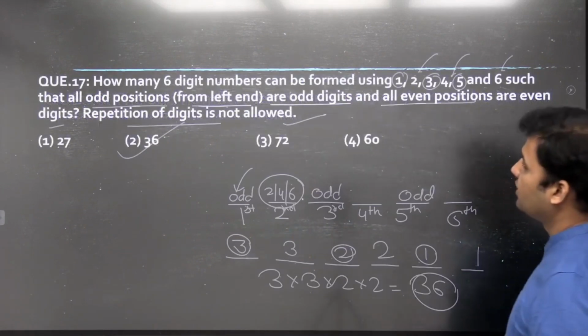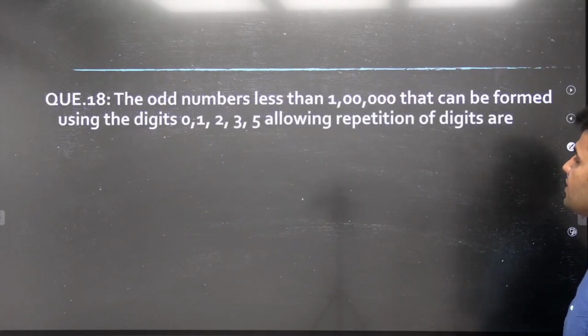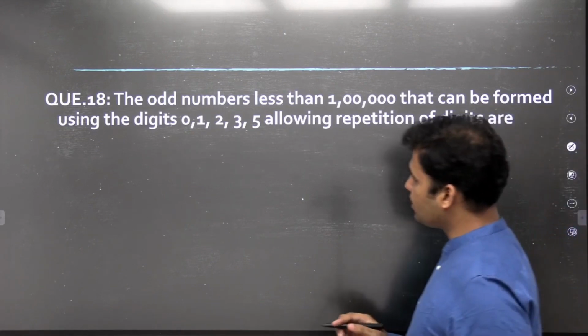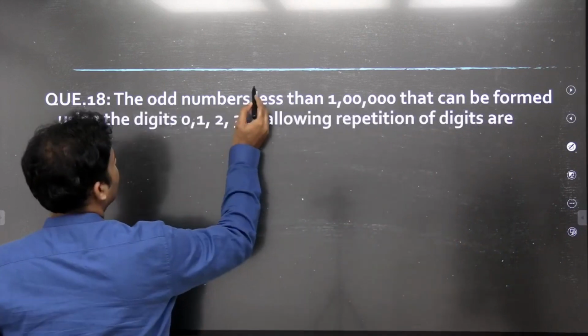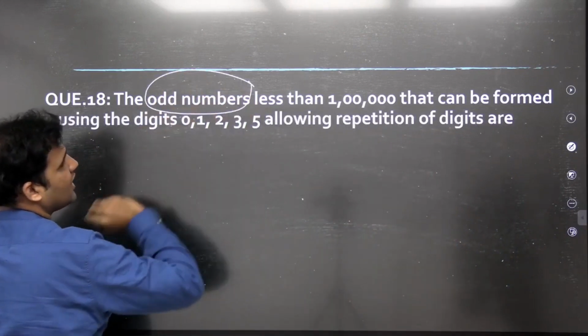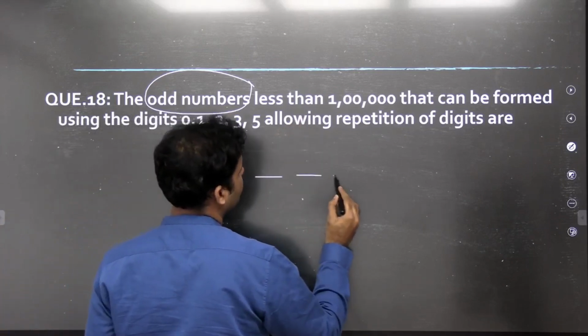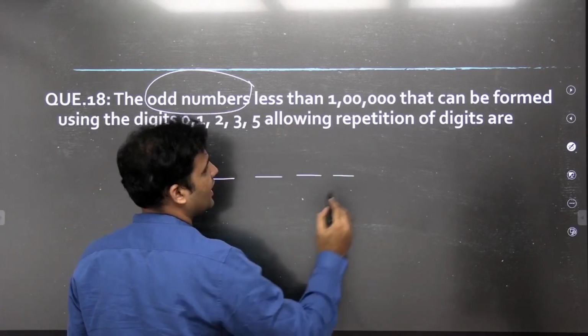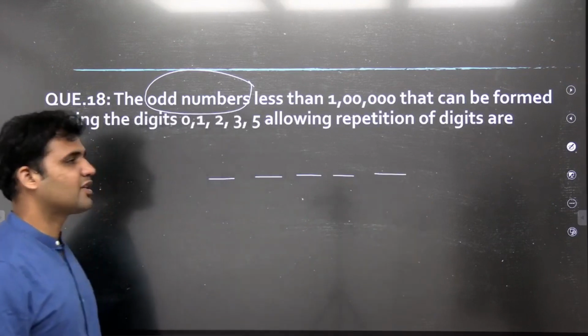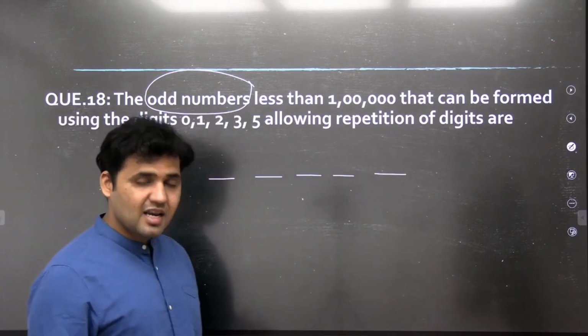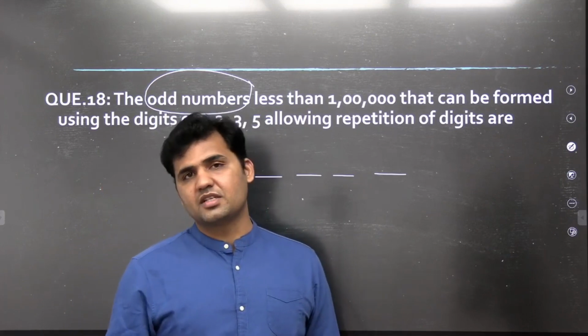Question number 18. Question number 18 says: find the odd numbers less than 1 lakh that can be formed using the digits 0, 1, 2, 3, 5, allowing the repetition of digits. Now here in this case, the repetition of digits is allowed. We are supposed to make only odd numbers and they have to be less than 1 lakh. If it has to be less than 1 lakh, the number cannot be of 6 digits, the number has to be of 5 digits at most, because 1 lakh is the first number of 6 digits.